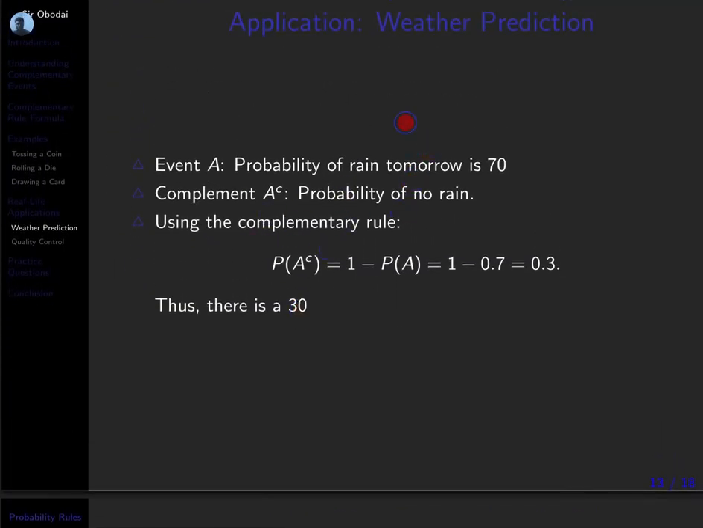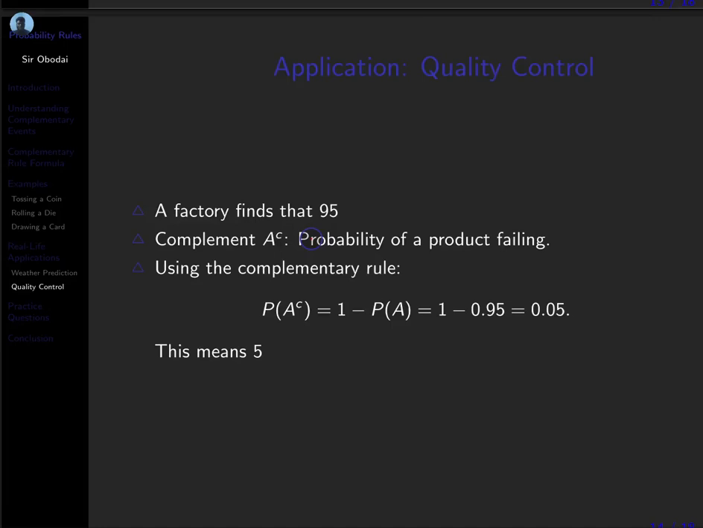This one says the probability of it raining is actually 70%. So that is what we have over here. What then is the probability of there being no rain? No rain. So using our complementary rule, we have 1 minus that which we know, the probability of the event. So 1 minus 0.7. We know 70% can be written as 0.7, which gives us 0.3. Changing it into percentage, it says thus there is a 30% probability of it's not raining.